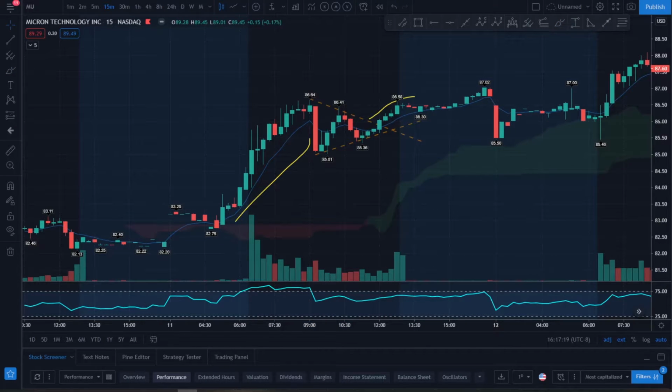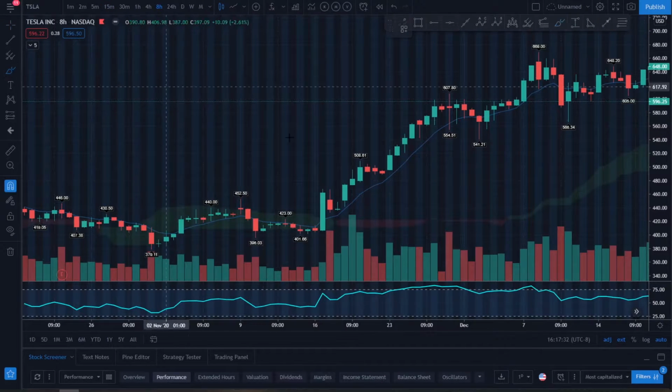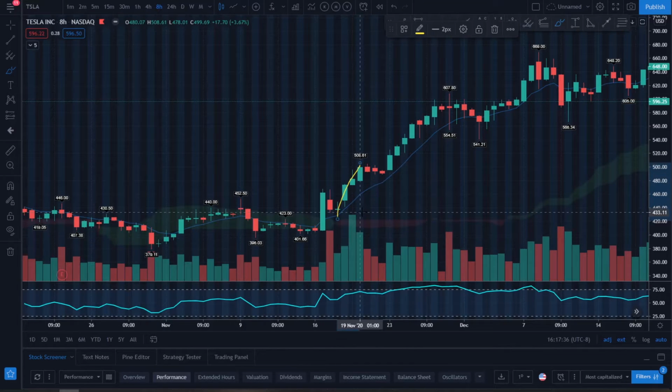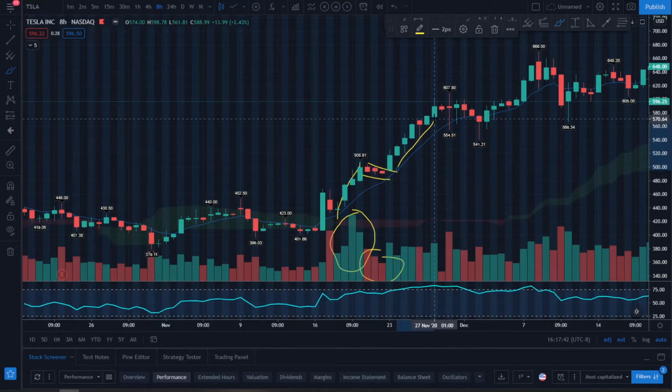You can see that after a short period of time, the bulls start to come back in with increasing bull volume and start to drive the prices back up, generally breaking out into a new high. So that's exactly what happened on MU. Let's take a look at Tesla. Same thing is occurring. So we got big bull action here. We got low bear volume here, and it's pushing up to a brand new high.